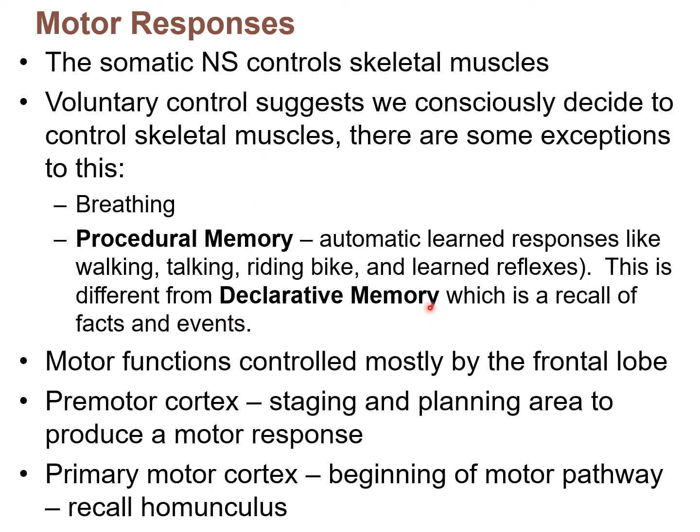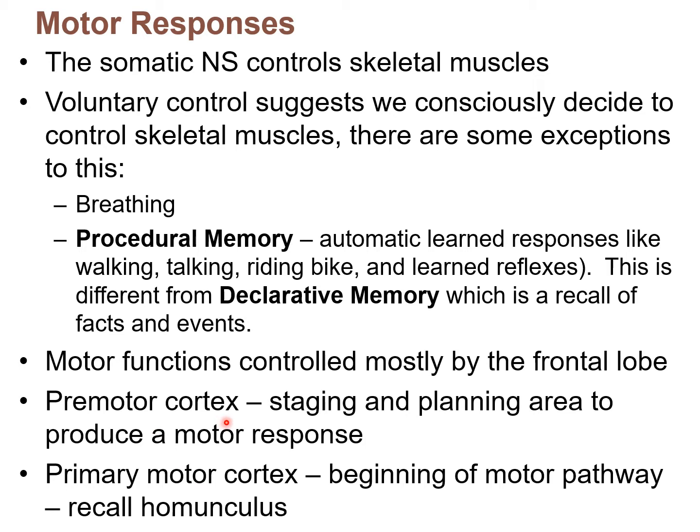So motor responses, where do they start? In the frontal lobe. We learned this last chapter. More specifically, the primary motor cortex. That's the beginning of the pathway. Remember that homunculus with all those distorted pictures of parts of the body? So that's on your frontal lobe, that primary motor cortex.